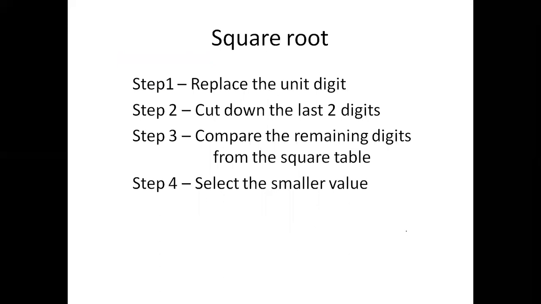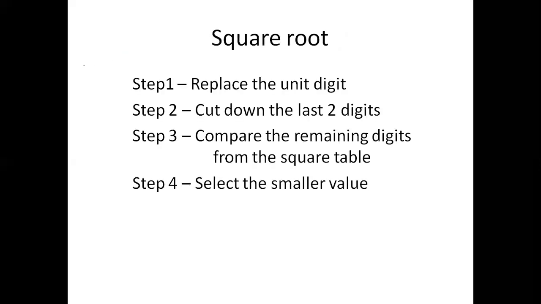The next concept: how to find the square root of a number. The first step, replace the unit digit, similar to the cube root. Second step, cut down the last 2. Why? Because it's a square root. Third, compare the remaining digits with the square table. And fourth, select the smaller value. That means square root and cube root are almost the same.